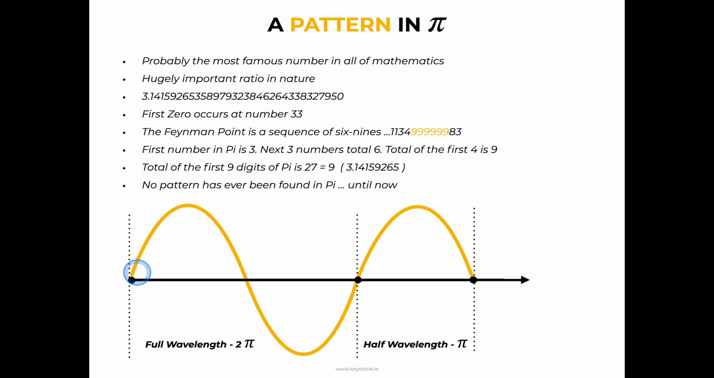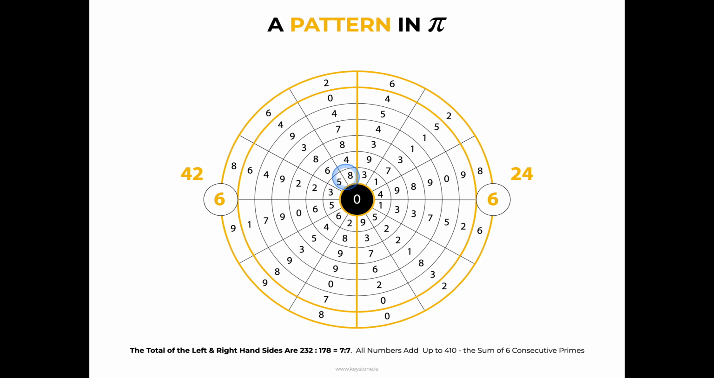Now pi is an extremely important number in nature. A full wavelength is 2 pi, which is called tau, and a half wavelength is 1 pi. So this is a wavelength half, which is 1 pi. This is 2 pi, and all this talk of pi is making me hungry. So here is the pattern in pi.